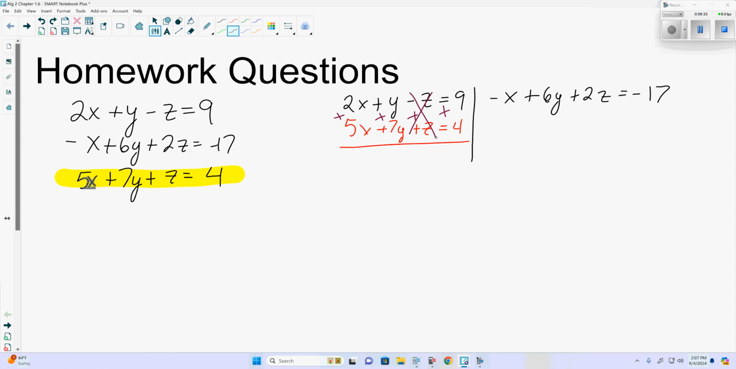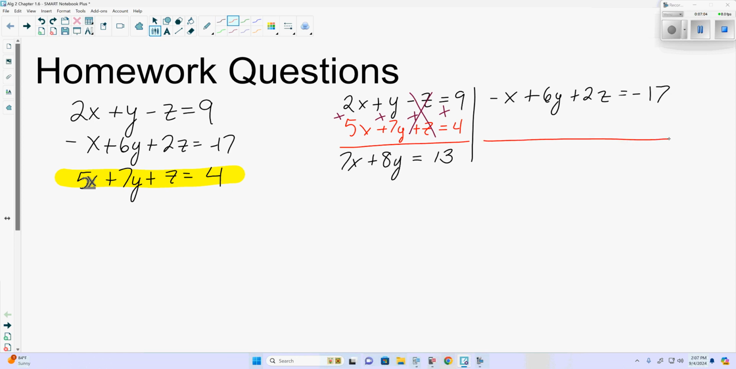So we're going to add across the board. All of them we're going to be adding. Now, if others cancel out, that's great. If not, that's fine. So the first one we have, 2x plus 5x is 7x. y plus 7y is 8y. Negative z plus z is indeed 0. That is equal to 9 plus 4, which is 13.